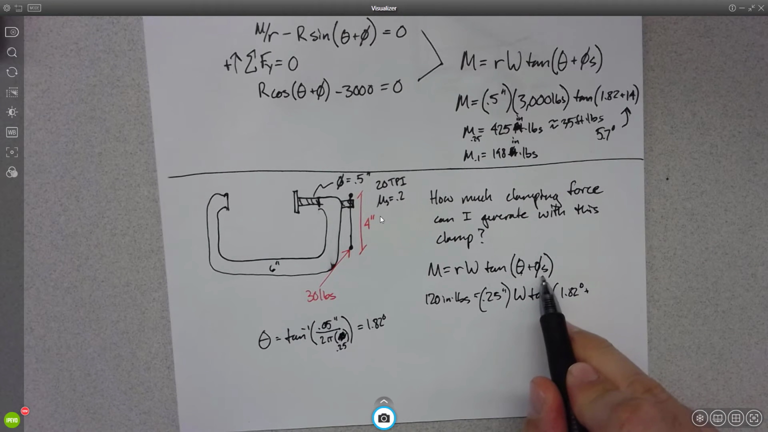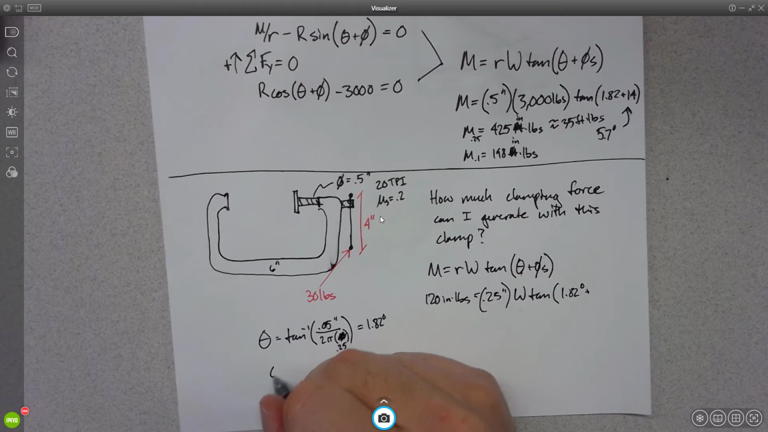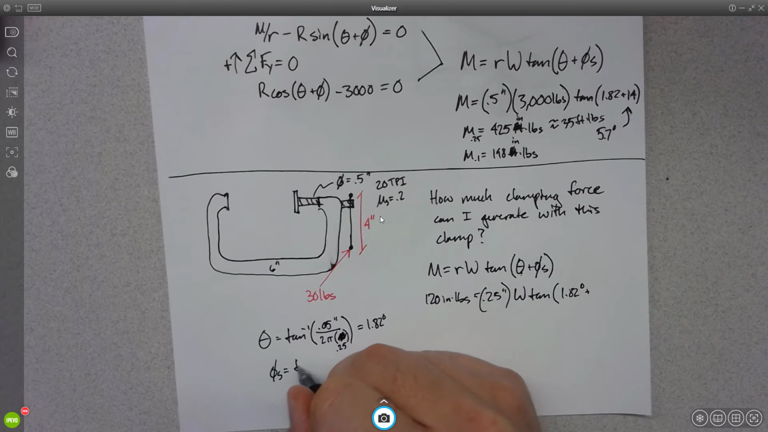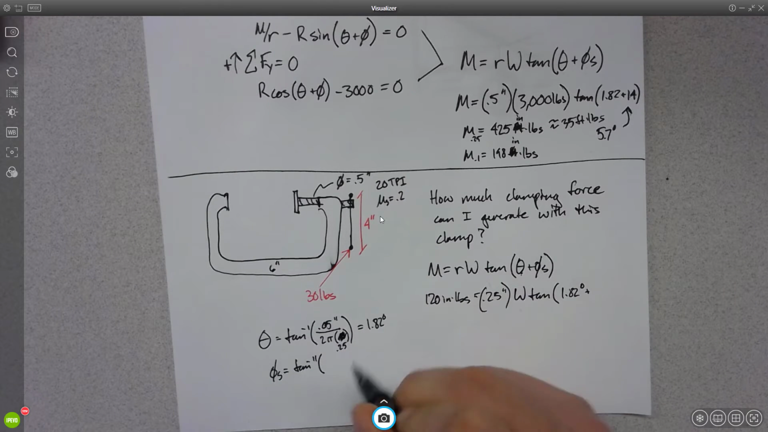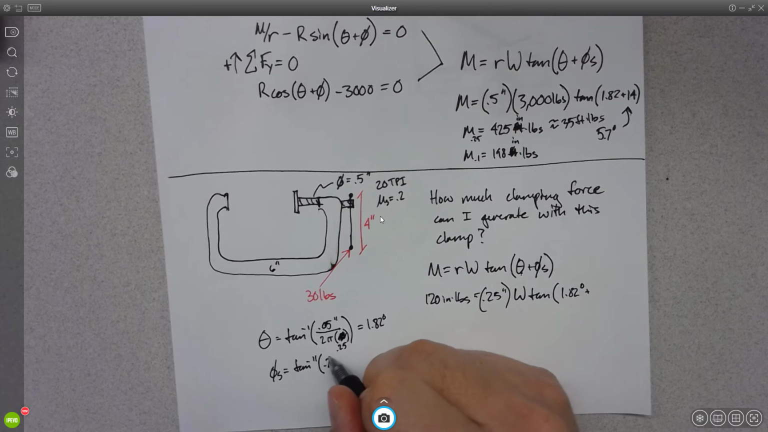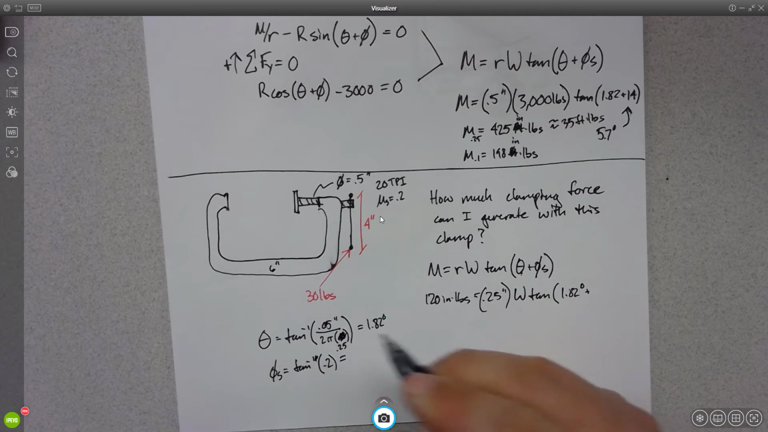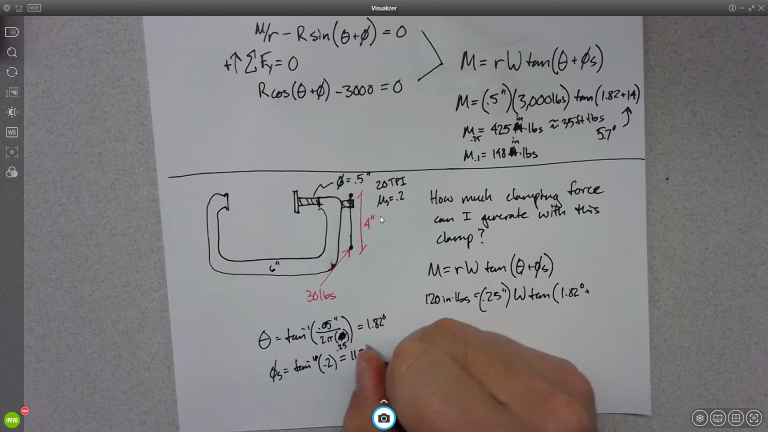And then the friction angle is going to be the inverse tangent of 0.2, which is 11.3 degrees.